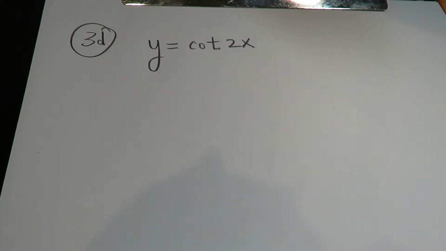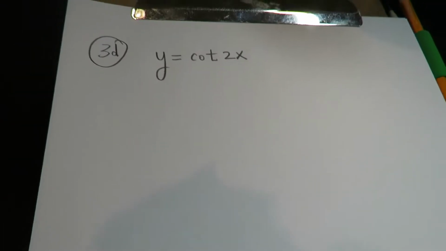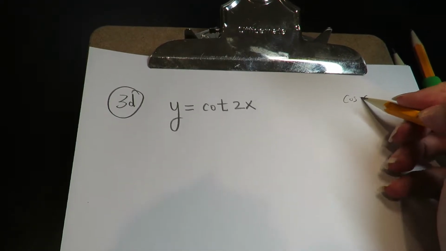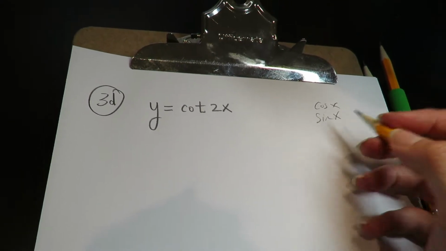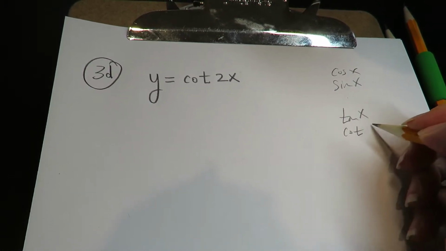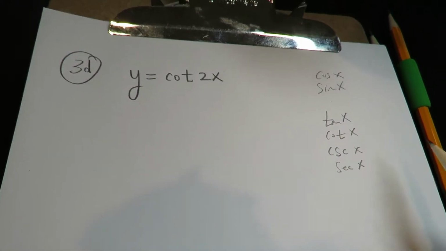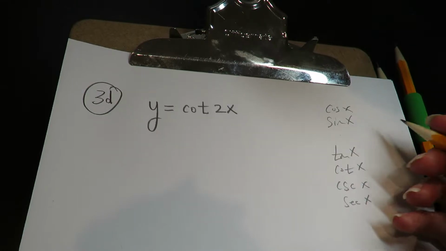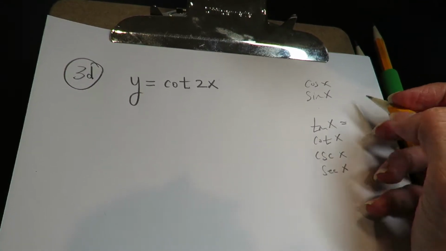We're still working on continuity. Out of the 6 trig functions that you know, cosine x and sine x are the only 2 that are continuous on their domains. All the other 4 have vertical asymptotes. I'll break these into sines and cosines to make it easier to figure out where they're undefined.